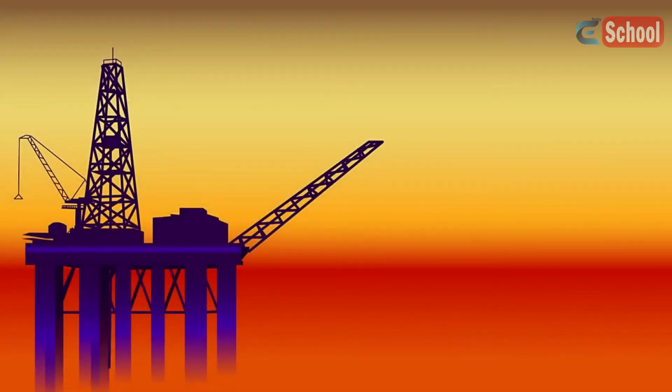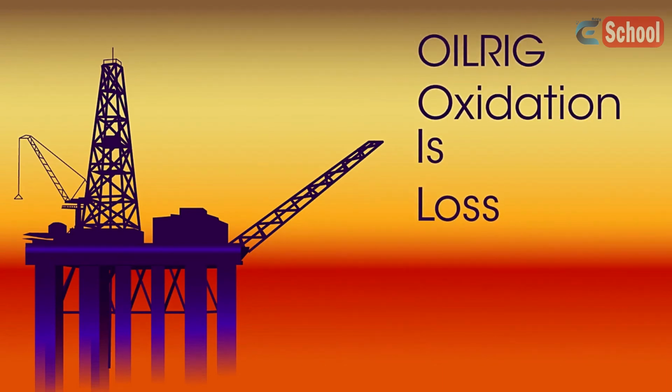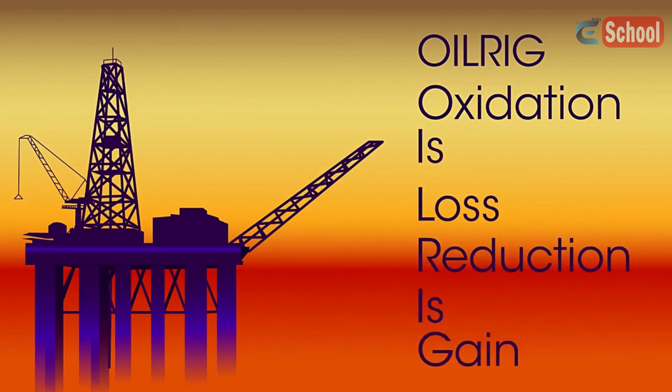To recall which way electrons move in a redox reaction, think of OIL RIG. Oxidation is loss of electrons, reduction is gain of electrons.